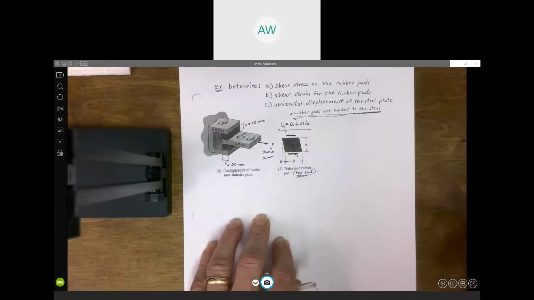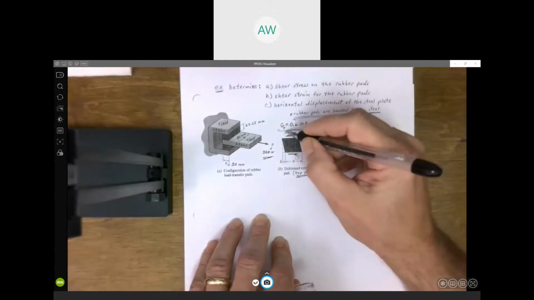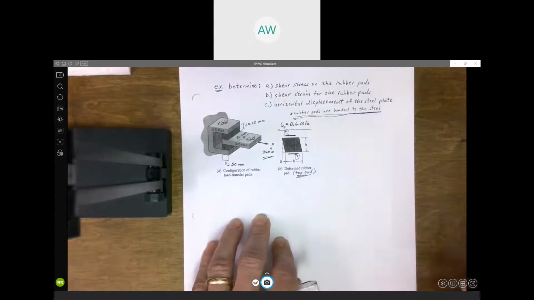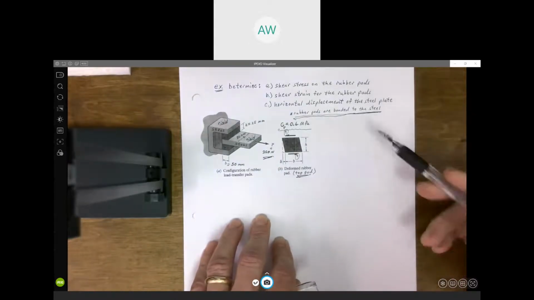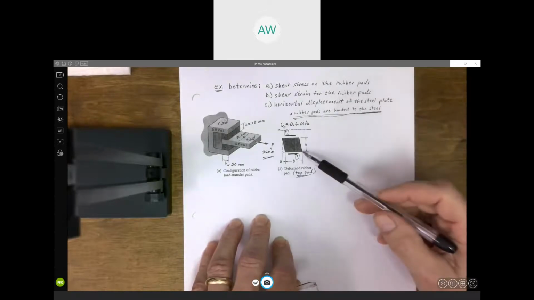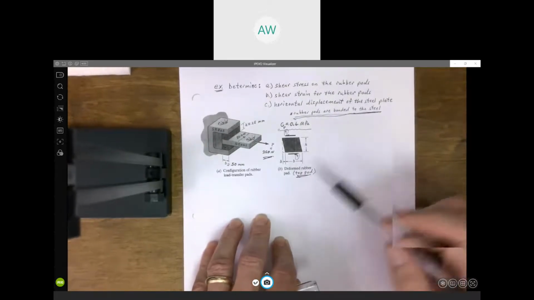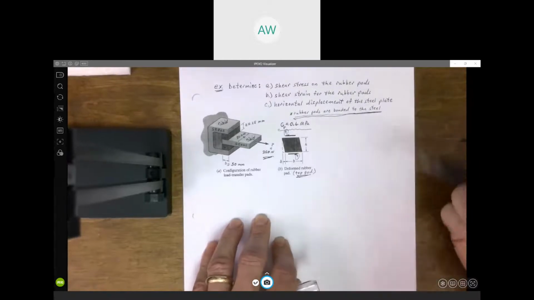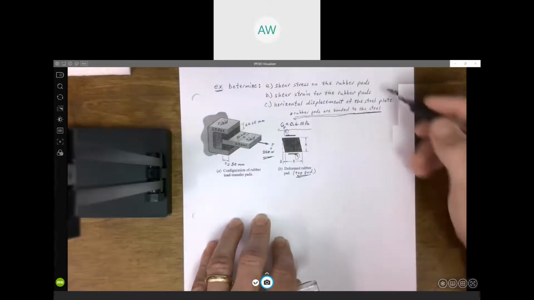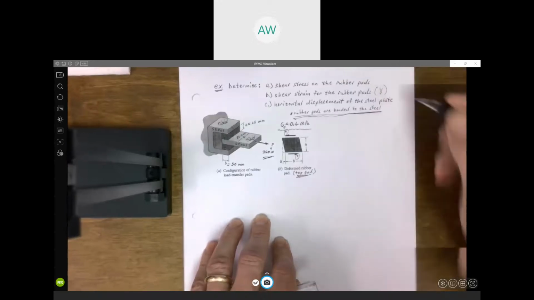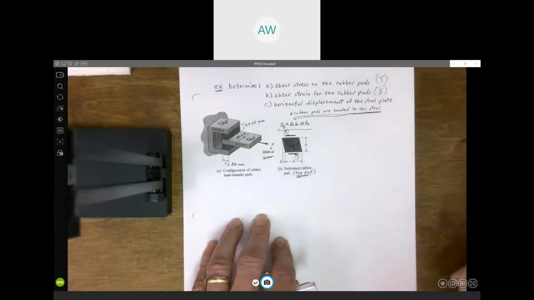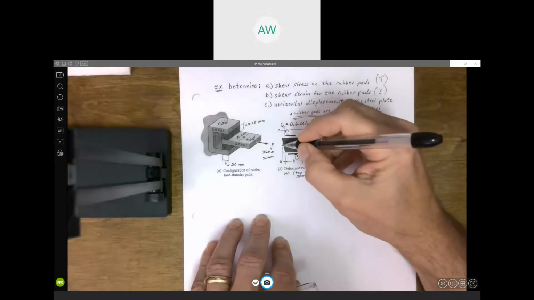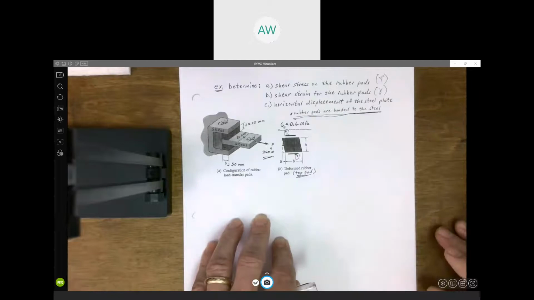But we're asked to find three things. One, what is this shear stress that's acting on the surface of that rubber pad? That's what part A is asking for. B asks for the shear strain on that rubber pad, which in a minute I'll draw a new picture, but refresh your memory. Shear strain, that's that angle of distortion, gamma. Shear stress is tau. This angle here, that's what shear strain is. So we're going to calculate what that angle is.